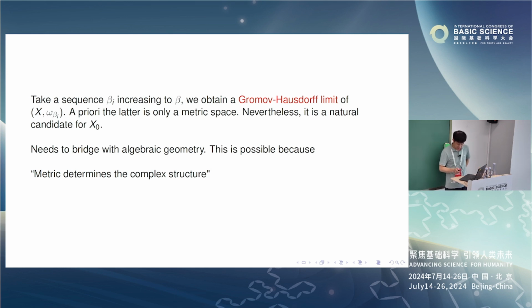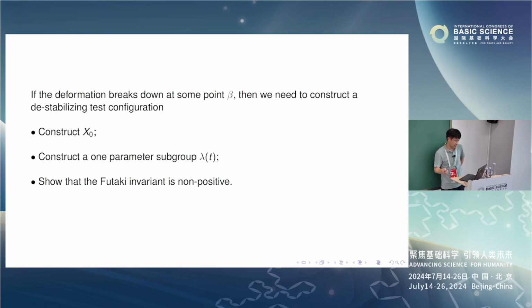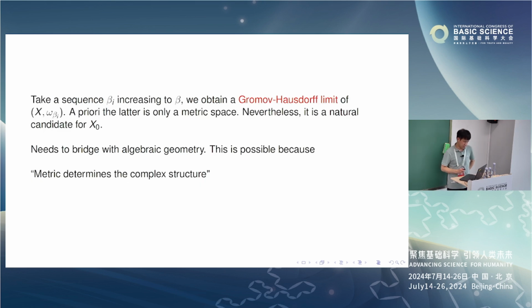So it is at this point. This construction of x0 is a key issue, and this is where we use metrics to see this x0. The point is that as beta_i tends to beta, we can just view this as metric spaces.